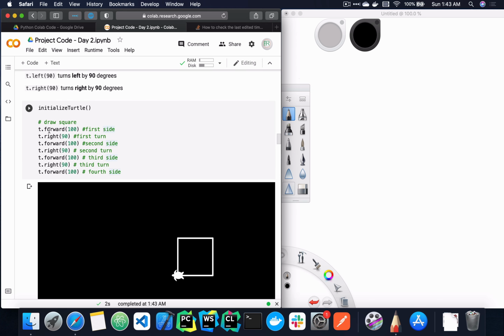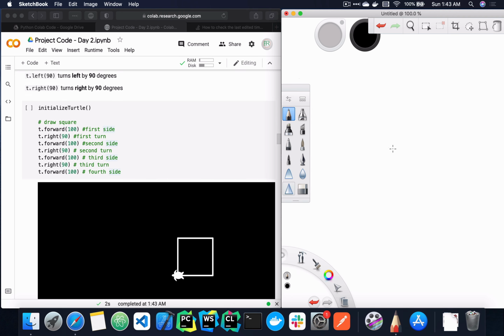Now, let's take a look at how this code works. We'll start by looking at our turtle. In Google Colab, the turtle is always in the center of the screen, pointing vertically upwards. By using t.forward(100), we move forward by 100 units.